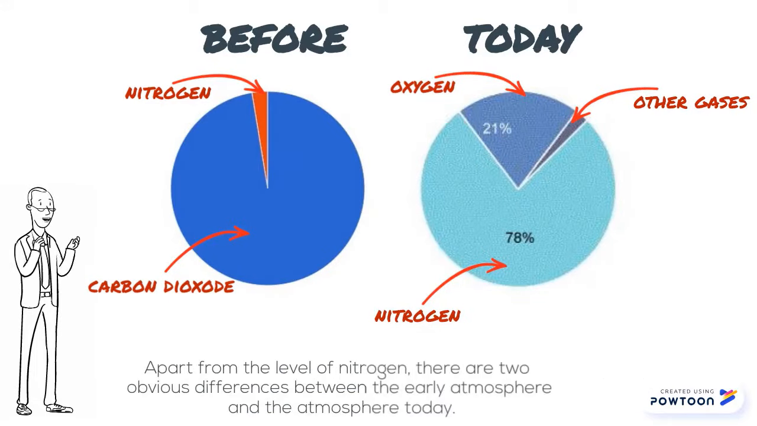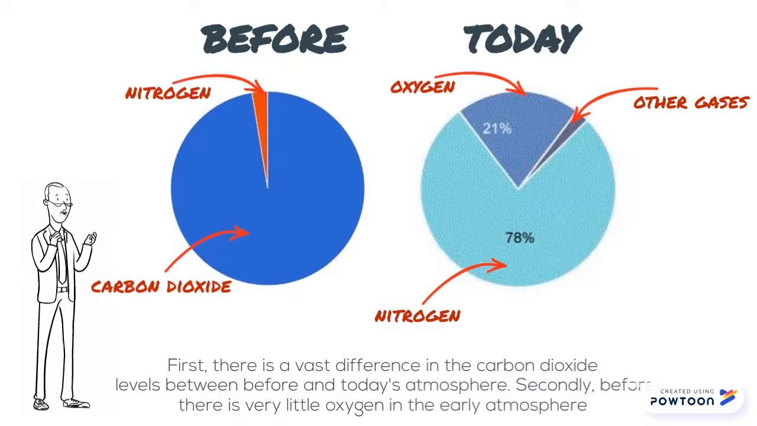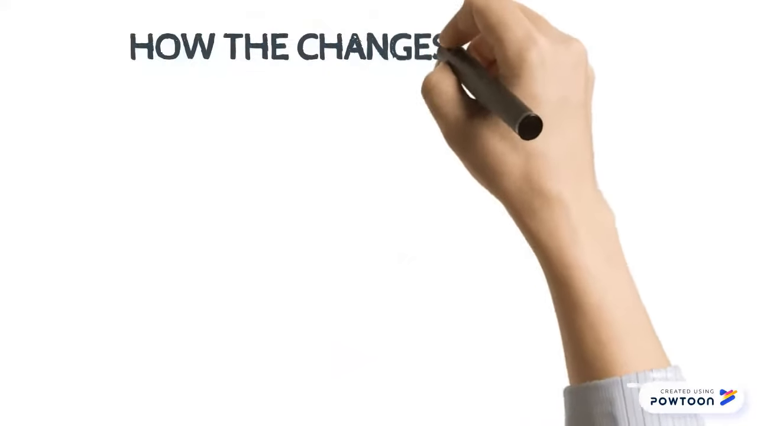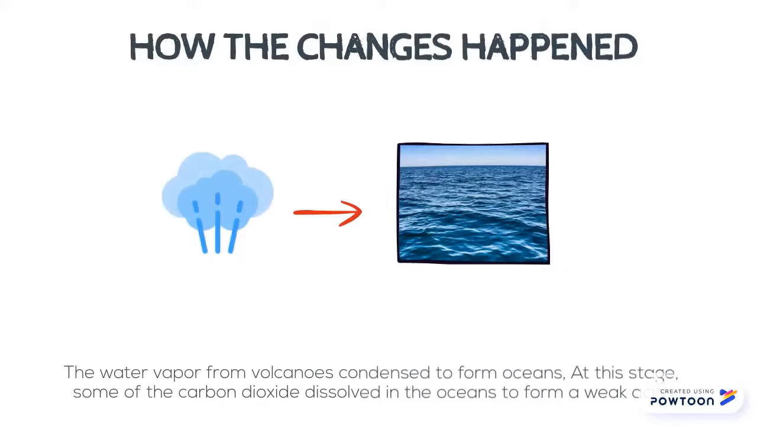This includes nitrogen, which gradually built up in the atmosphere. Apart from the level of nitrogen, there are two obvious differences between the early atmosphere and the atmosphere today. First, there is a vast difference in the carbon dioxide levels between before and today's atmosphere. Secondly, there was very little oxygen in the early atmosphere, whereas oxygen makes up 21% of today's atmosphere. Now let us move on to how these changes happened.